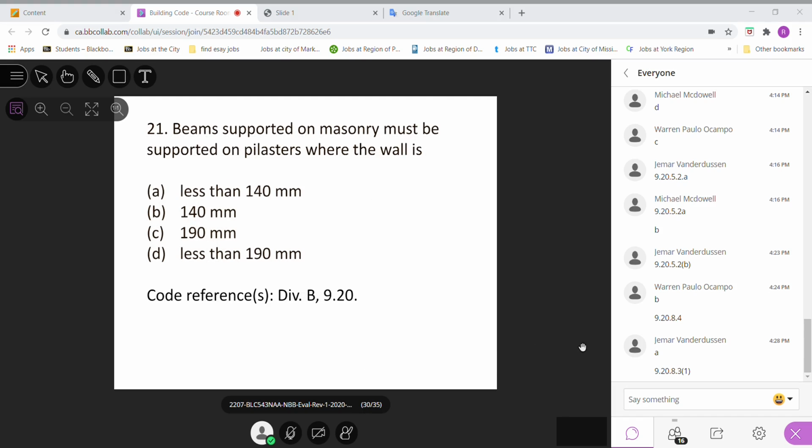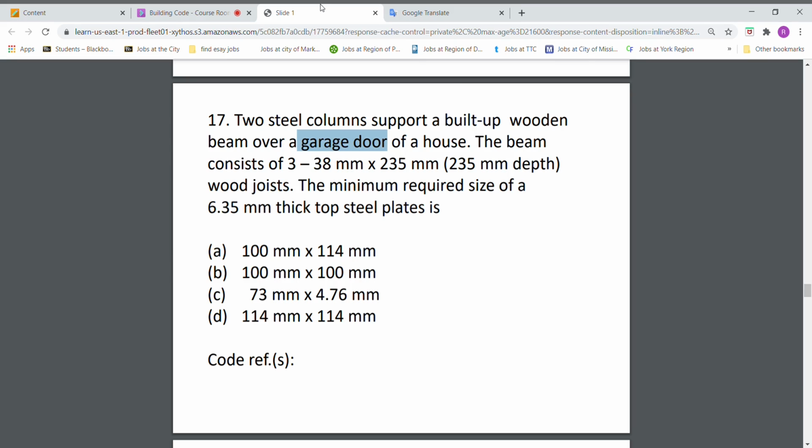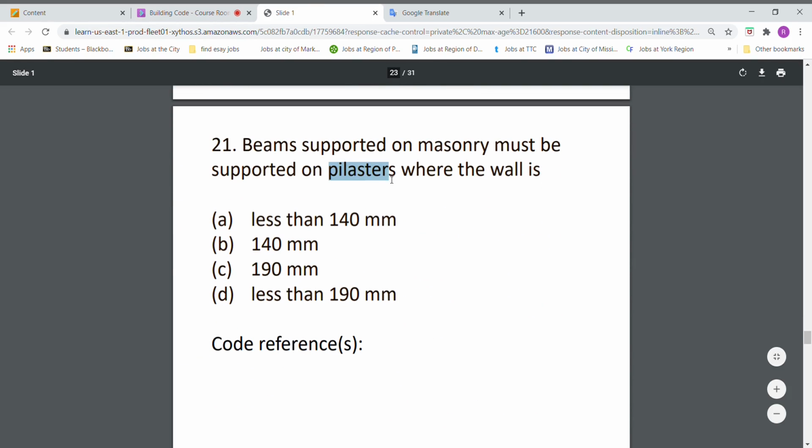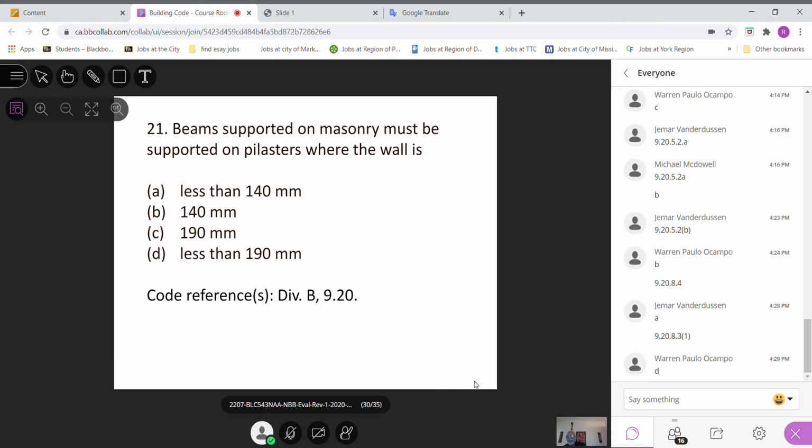In 21, it says beams supported on masonry must be supported on pilasters where the wall is... In 9.20. Now, Warren, you can use your reference. Right. Okay. So Warren's reference was 9.20.8.4 bracket 1. 9.20.8.4 bracket 1.